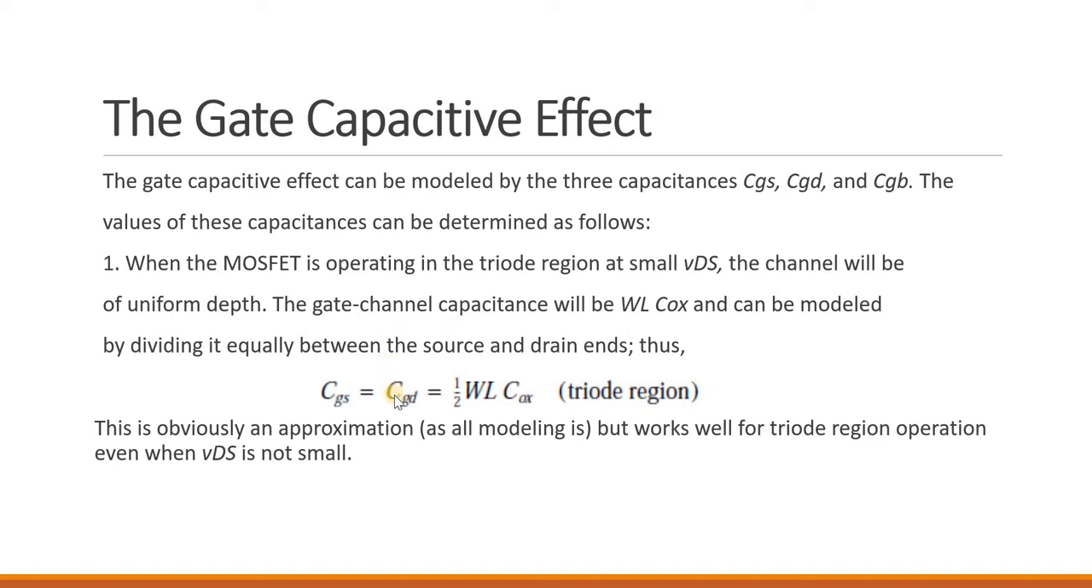Under that condition, the capacitances can be modeled by dividing it equally between the source and the drain end. So CGS equals CGD, and that equals W L COX divided by 2.